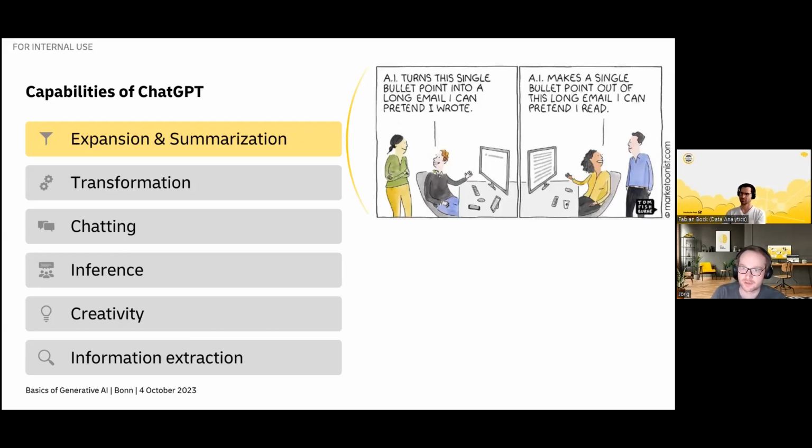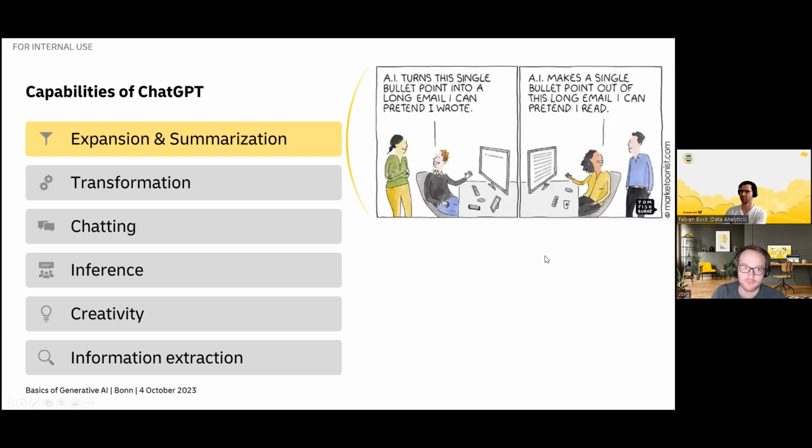So what are the general capabilities? How could you break them down? I don't think this is a completely comprehensive list, but we just wanted to mention some things these chatbots are really good at. So for example, expansion and summarization of content.